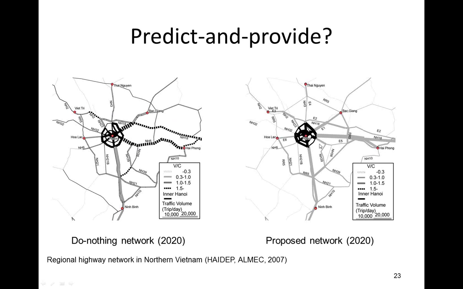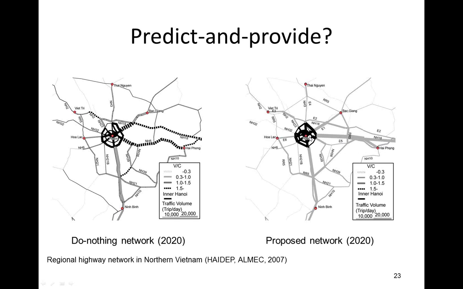So the solution, therefore, is to build this big super expressway in the middle of National Highway 5 and National Highway 18, and the transport model will then predict or forecast that the congestion levels at National Highway 5 and National Highway 18 will go down, and this will still be operating well. So therefore, the problem is solved.